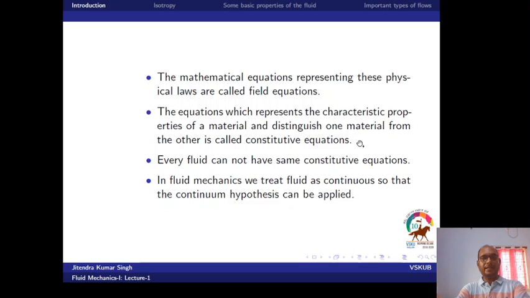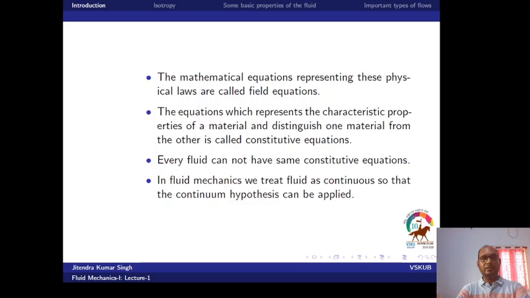Okay, so fluid mechanics consists of both types of equations, field equations and constitutive equations. Constitutive equations are not the same for different types of fluids. They vary from fluid to fluid. Now, in fluid mechanics, we shall apply the continuum hypothesis.